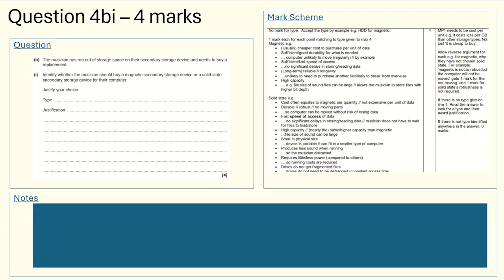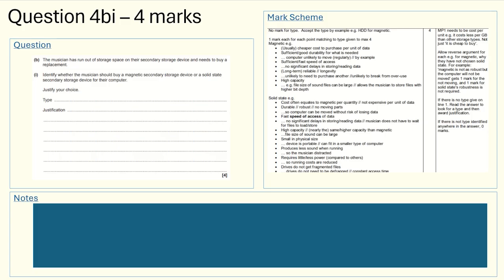Okay, let's have a look at question 4BI. This one's worth 4 marks. This question says, the musician has run out of storage space on their secondary storage device and needs to buy a replacement. Identify whether the musician should buy a magnetic secondary storage device or a solid state secondary storage device for their computer.